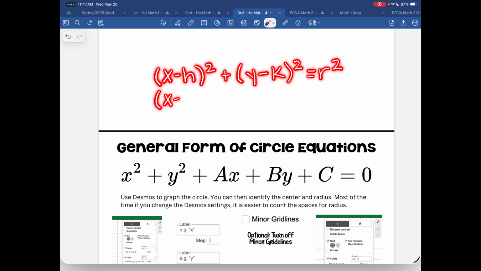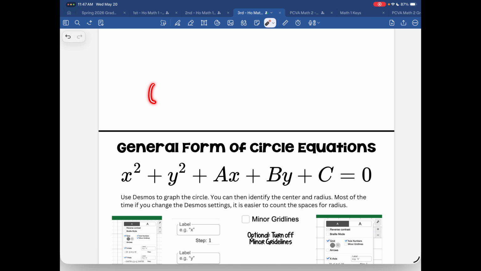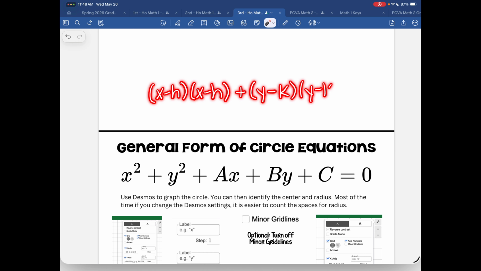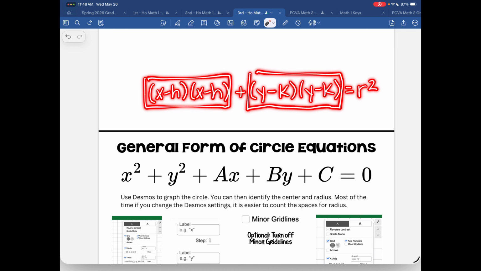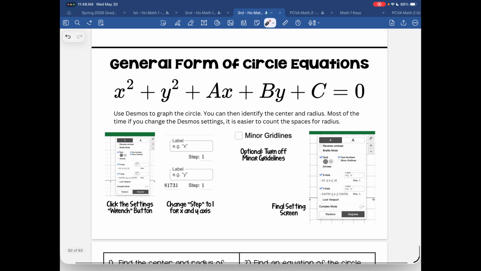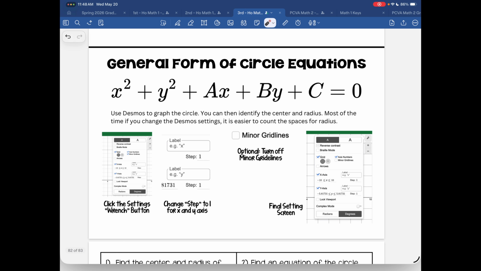Technically, if I have x minus h, whatever number that may be, since it's squared, we write it twice, plus y minus k, multiplied twice, and that equals r squared. Eventually I'd multiply this out and get a trinomial with the x's, then multiply this out and get a trinomial, and then everything together is going to produce the general form. Now what we're going to focus on is actually doing the general form, and we're going to use Desmos.